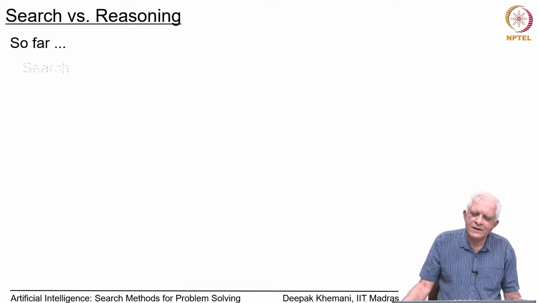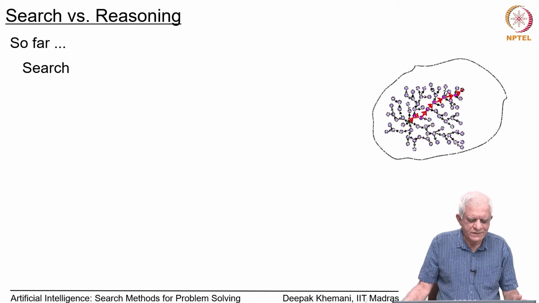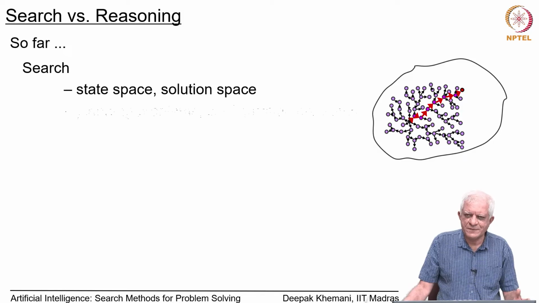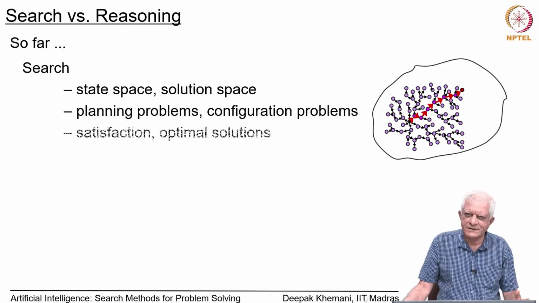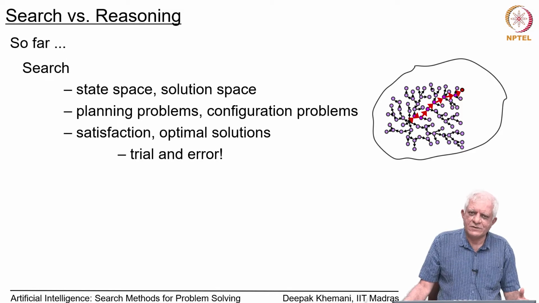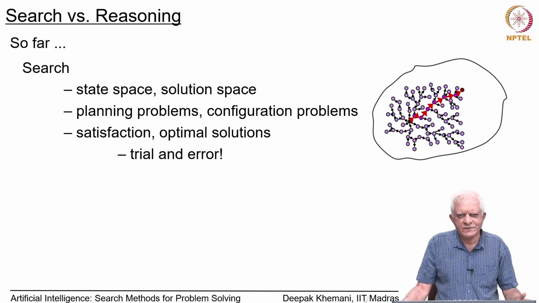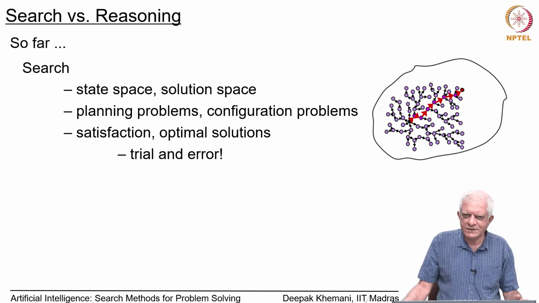So far we have looked at two things, search and reasoning. In search basically we explore some space, it can be a state space or a solution space. We can be solving a planning problem or a configuration problem. We may be looking for a solution or an optimal solution. In SAT, for example, any solution is as good as another, whereas in things like TSP or pathfinding, optimal solutions are best. But the theme of search is trial and error.